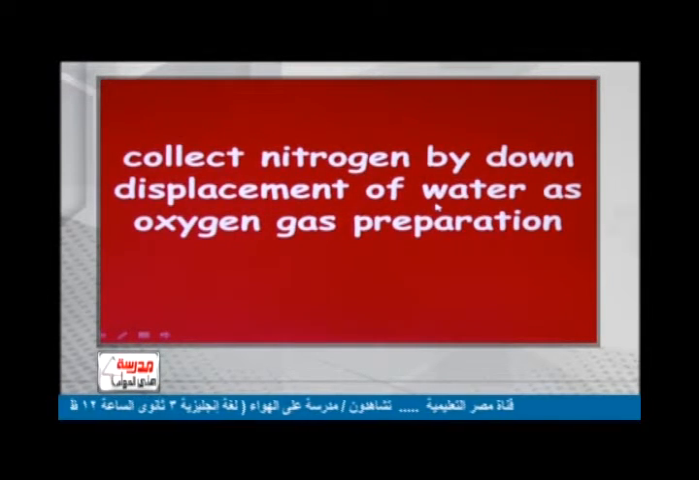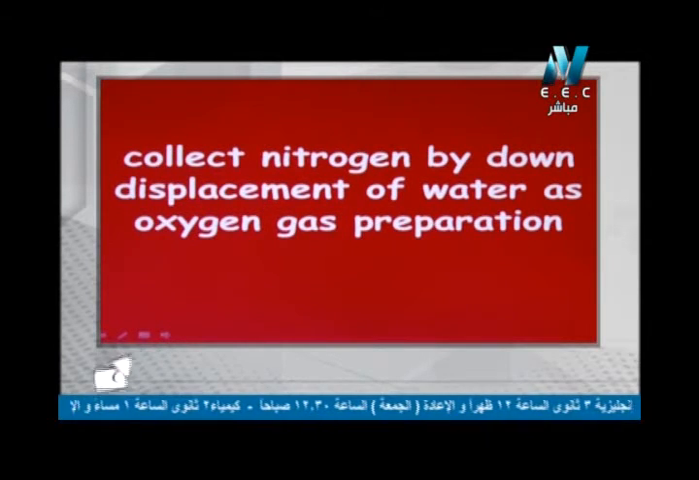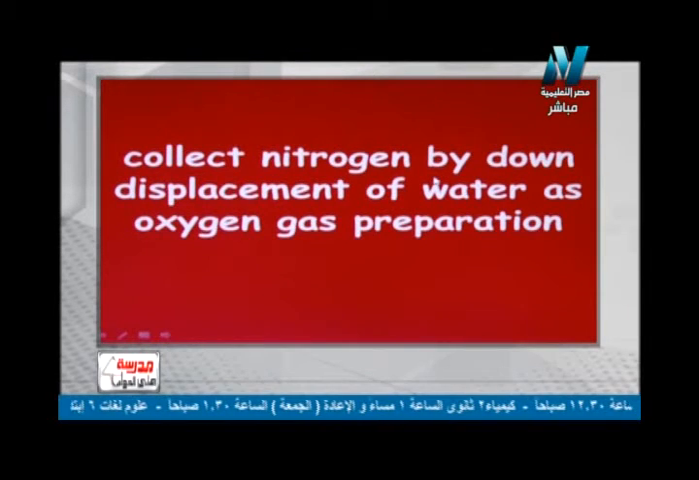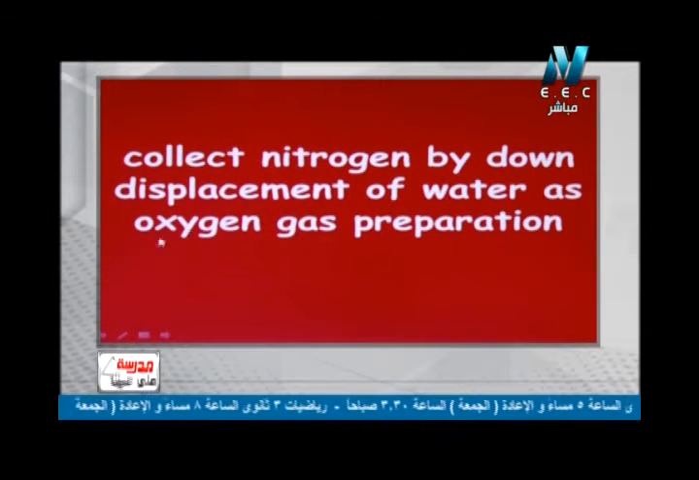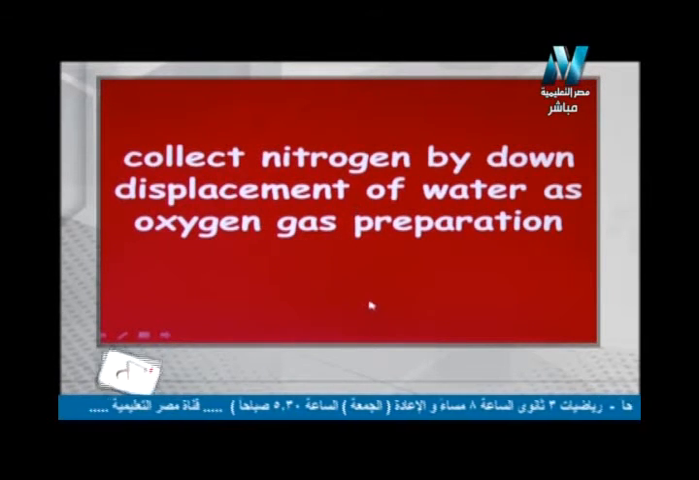So now, collection of nitrogen gas, the same way as oxygen gas. We have information telling us that oxygen gas and nitrogen gas have the same behavior with water. They scarcely dissolve in water. So collect nitrogen gas by downward displacement of water, as in oxygen gas preparation. It is the same collection process, not the whole preparation of oxygen. I can collect oxygen gas or nitrogen gas the same way, by downward displacement of water.